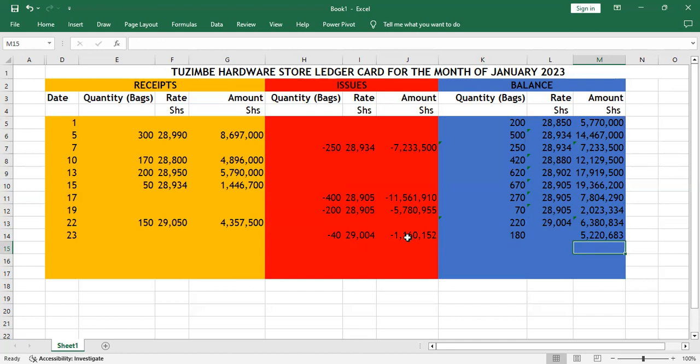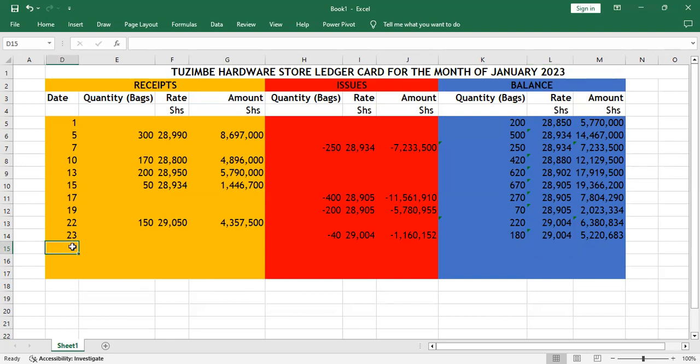Then from there, we need to look at the next transaction. Don't forget, you have to get your average rate, whereby you get the cost of goods available for sale divided by the number of units available for sale at that date, which is 29,004. That is on the 23rd.